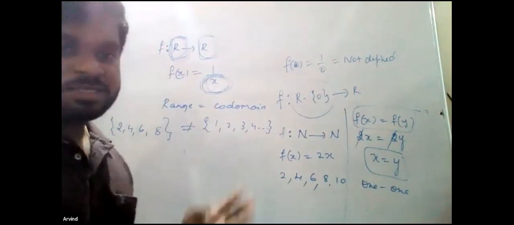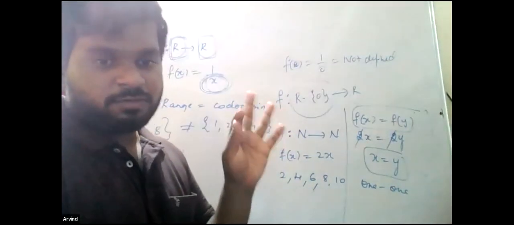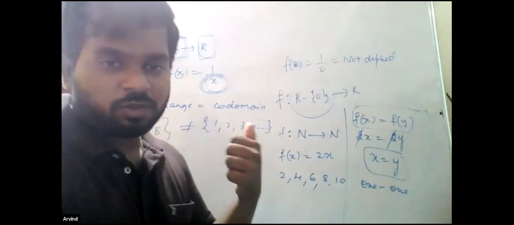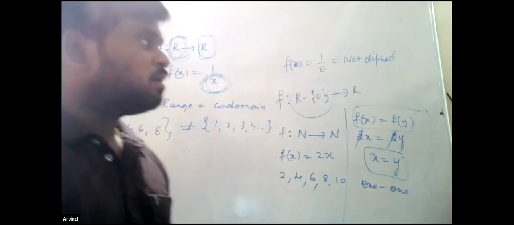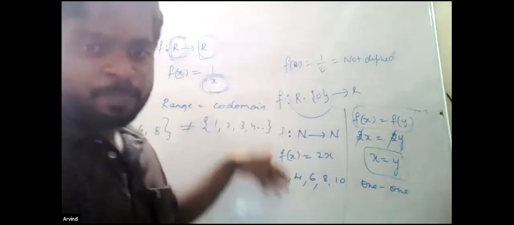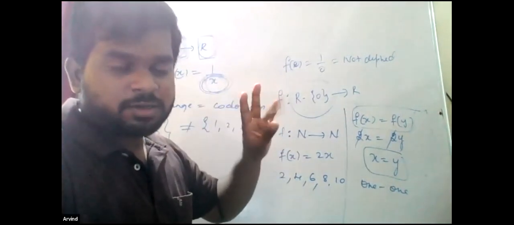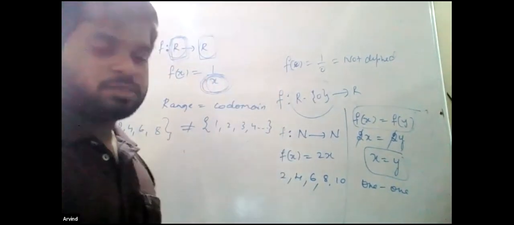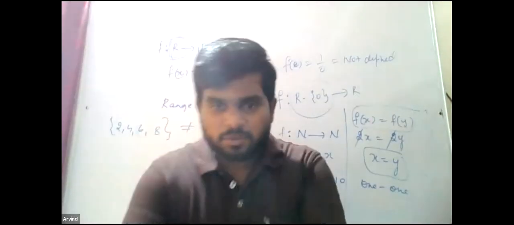Just revise reflexive, symmetric, transitive, and equivalence relation. There is also one more thing called equivalence class. Define that, and I had given a note. Number of functions, number of one-one functions, number of onto functions, all those. Please revise it. So that's it for the day, students.